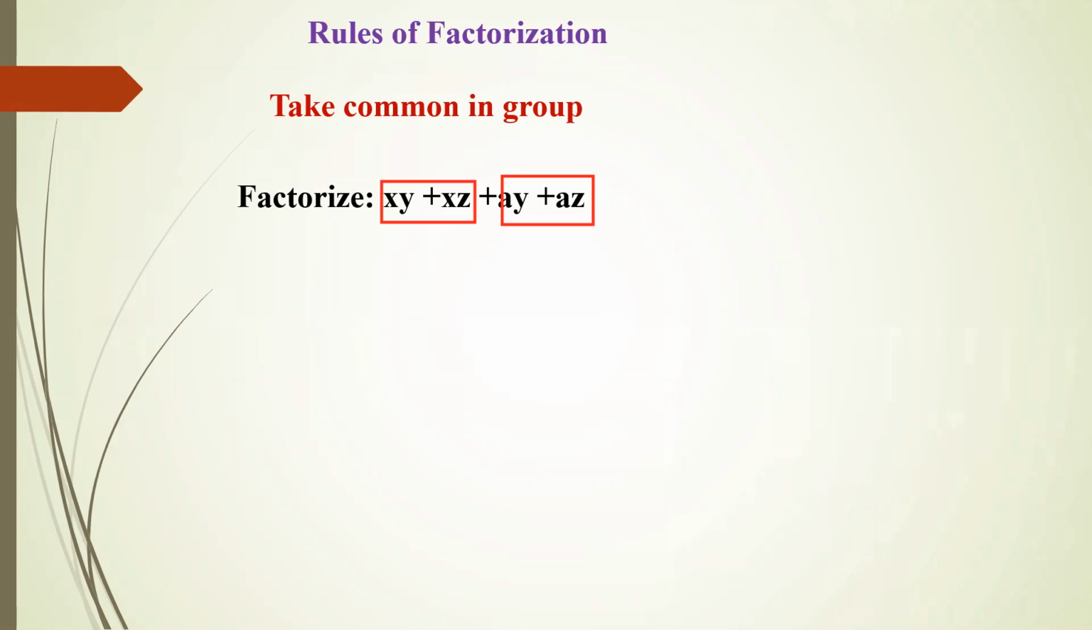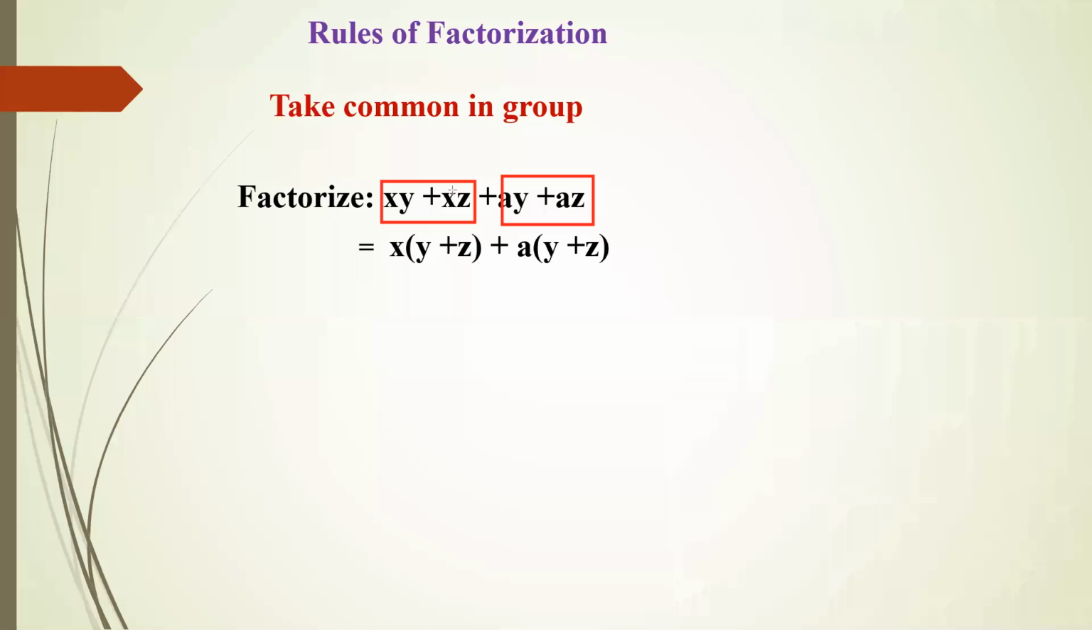So when I take it, then what will happen? Look at this. Then we'll get something like that. x is common, then what is the remaining? y plus z. In the second pair, or the second group, the third and the fourth term, right? a is the common, and what is the remaining? If you take a out of that expression, then y plus z will remain, okay?